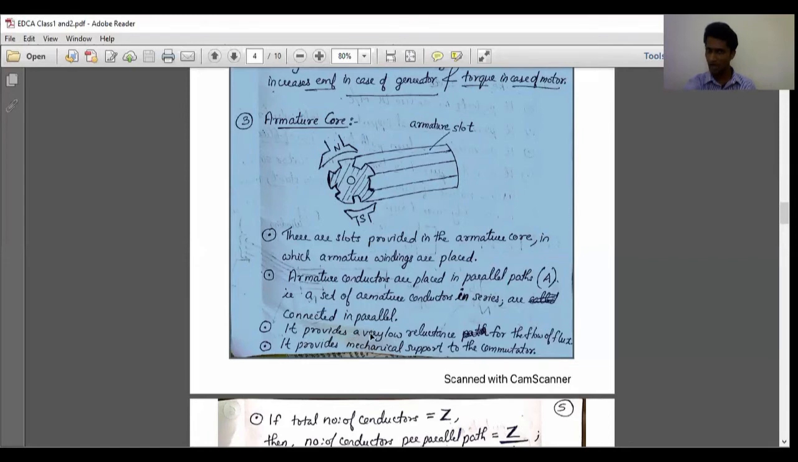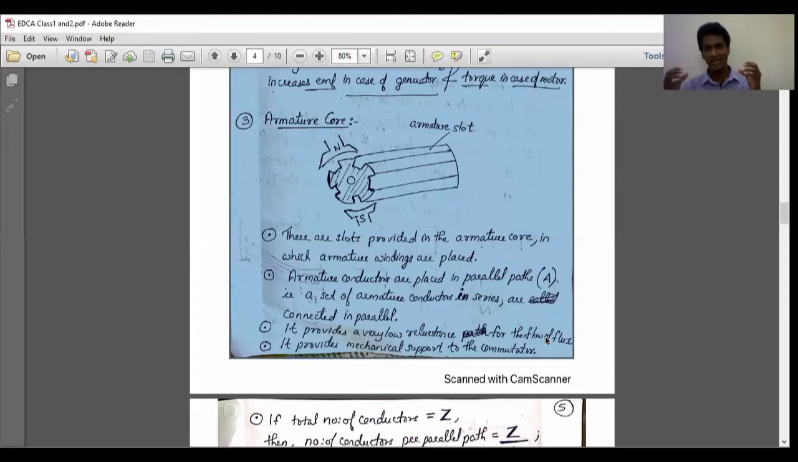Now I am discussing armature. It provides a very low reluctance for the flow of flux. What is reluctance? As we know from basics of electrical, resistance is the property of a material by which a material opposes the flow of current. Similarly, reluctance is the property of a material by which a material opposes the flow of flux. Resistance means opposes the flow of current. Reluctance means opposes the flow of flux.